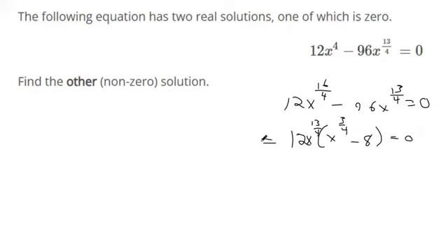Okay, so if we set each factored piece equal to 0, we could set this equal to 0, and we'll get x equals 0, which they already said is the solution. We're supposed to find the other solution. If we set this piece equal to 0, then we get x to the 3/4 minus 8 equals 0. So we can add that 8 to both sides.